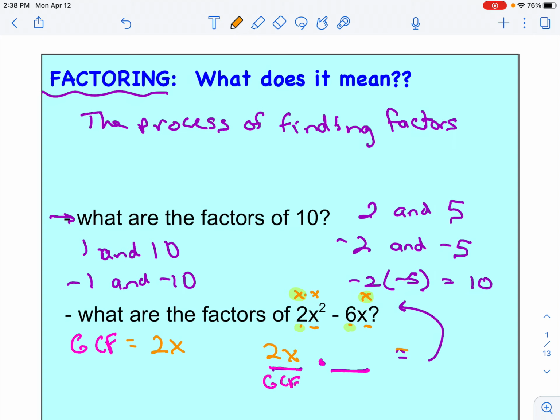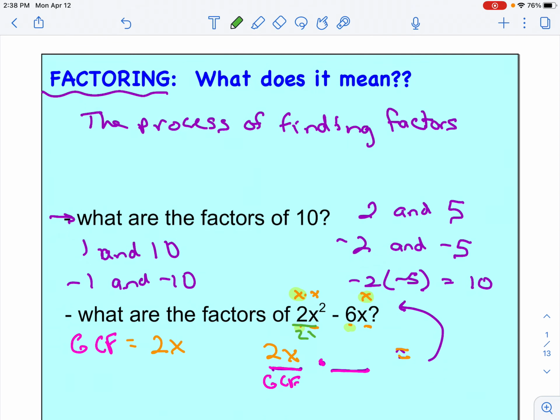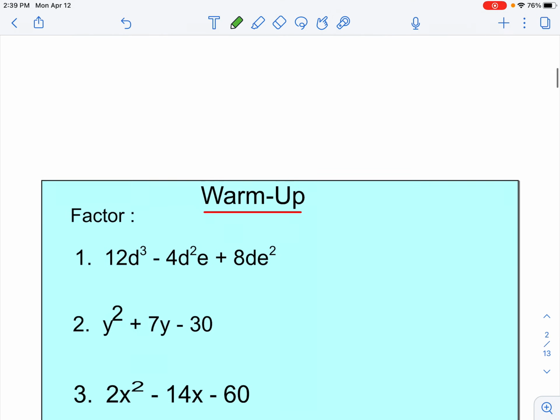So 2x times what is going to equal 2x squared minus 6x? Well, we can find that other factor by dividing by 2x, by dividing by that greatest common factor. And when I take 2x squared and divide it by 2x, I get x. And when I take negative 6x divided by 2x, I get minus 3. And because that's a binomial, we usually put that in a parenthesis. We could have parentheses around both of them if you want, but those are our two factors that give us the product of 2x squared minus 6x. So that's just a little bit of an overview of factoring.